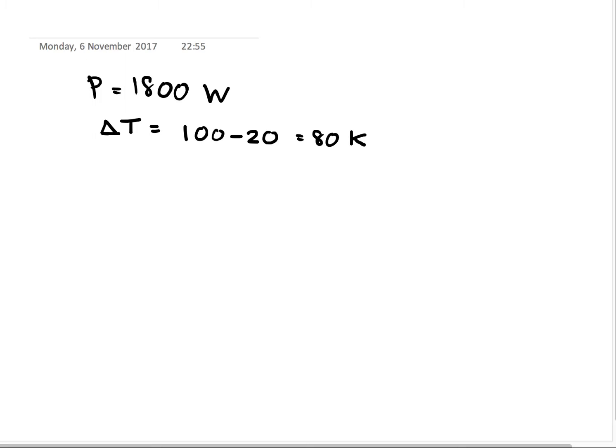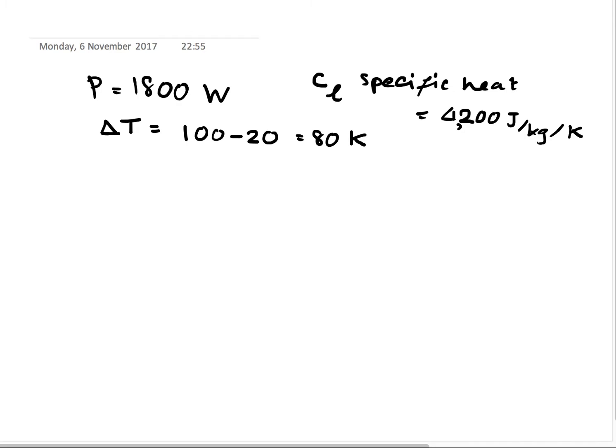And then after that, we know that for water, the c_L, or the specific heat in the liquid state of water, is 4.2 thousand joules per kilogram per Kelvin. And the question is, how much time do we take to boil the water?